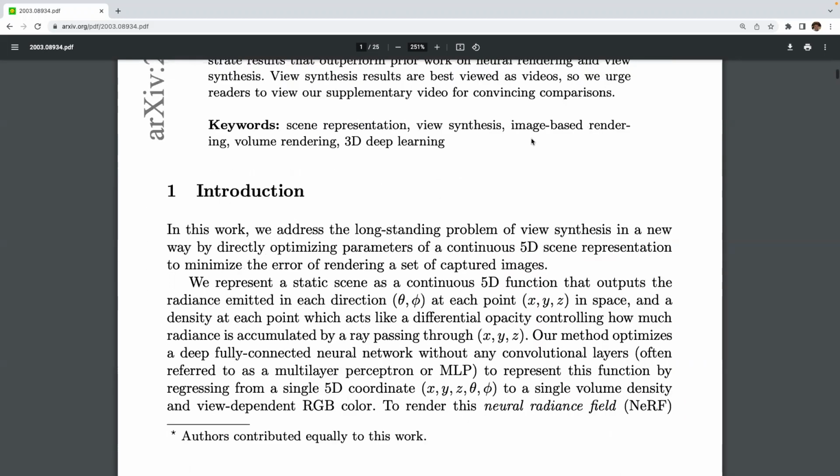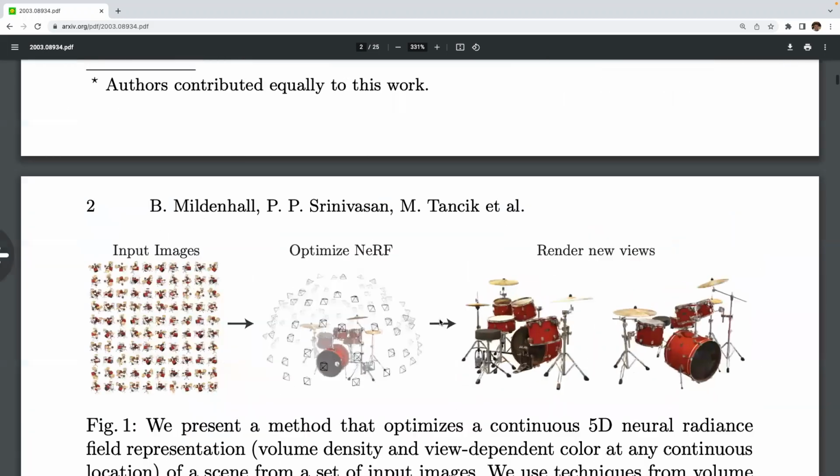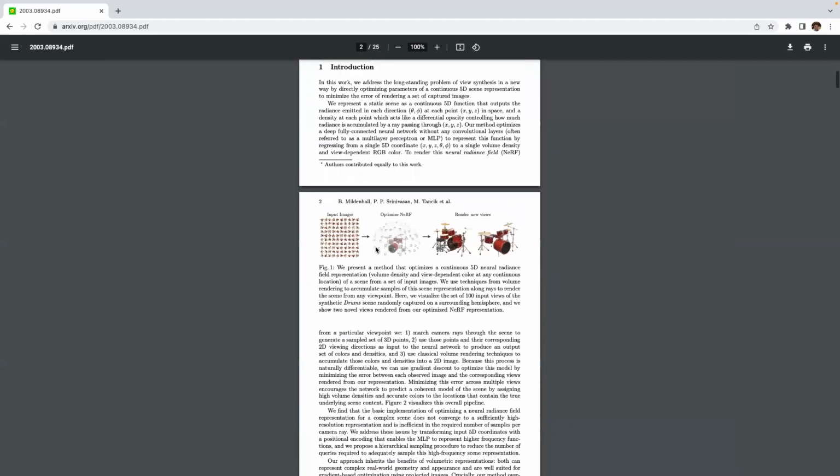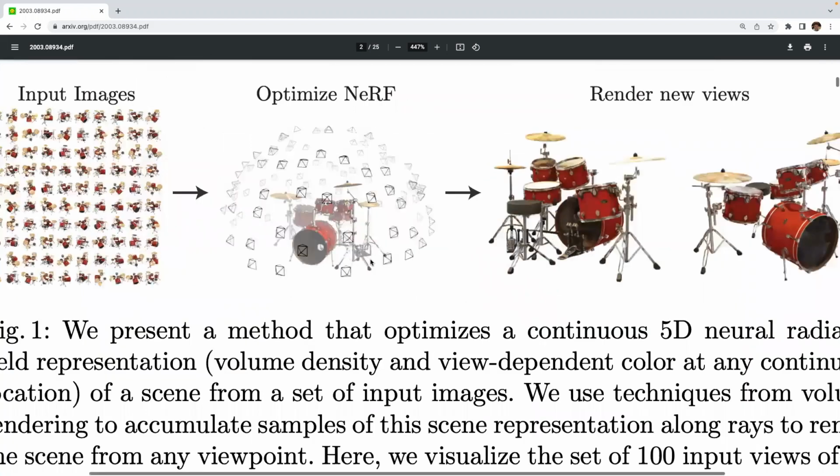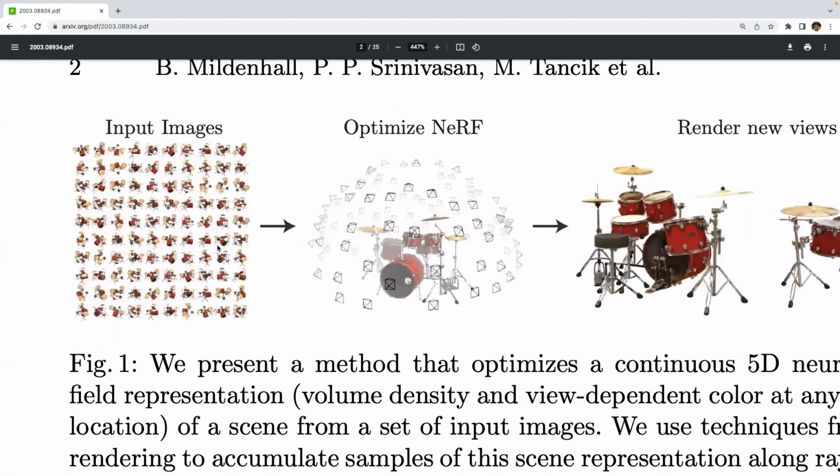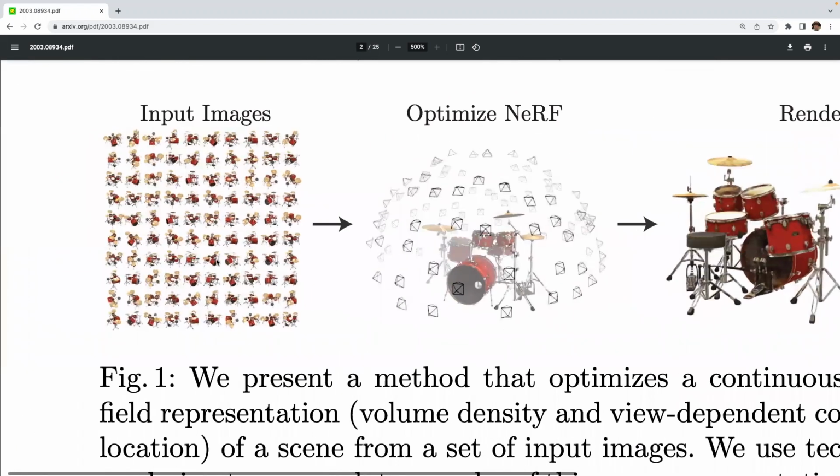And so what are NeRFs? Why do I make them sound so cool? Just at a high level, what they do is the following. They take in a data set of input images. On this far left side, there's some scene, in this case a drum set. And in this paper, it's all static, so it's a fixed scene.